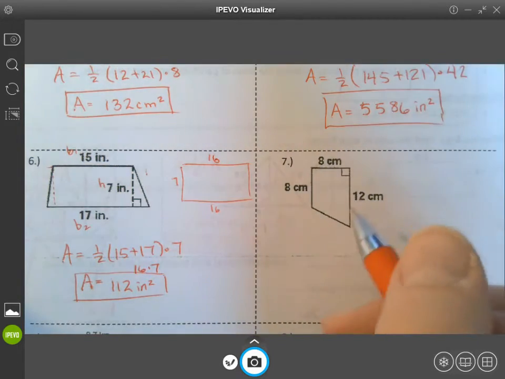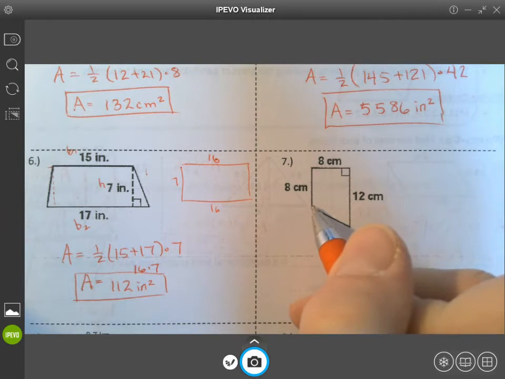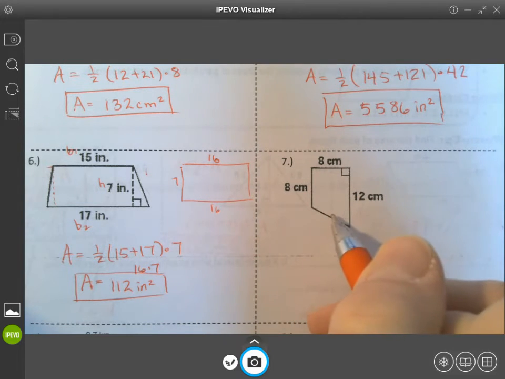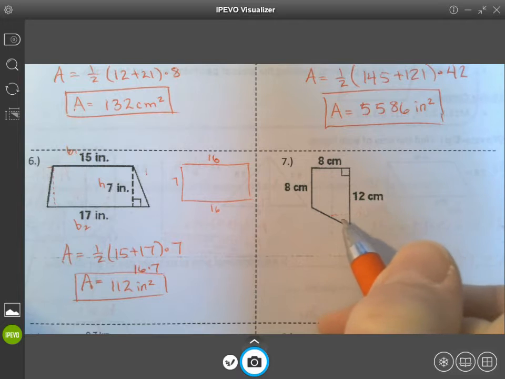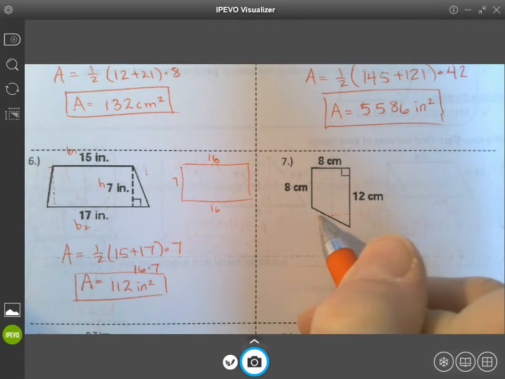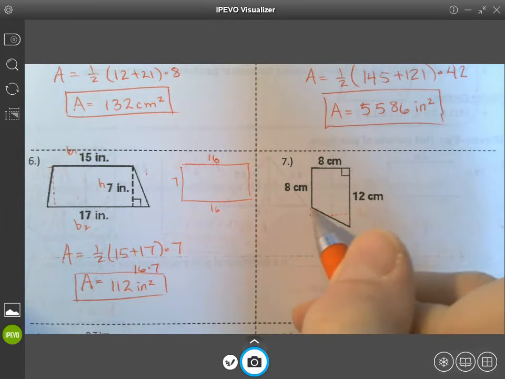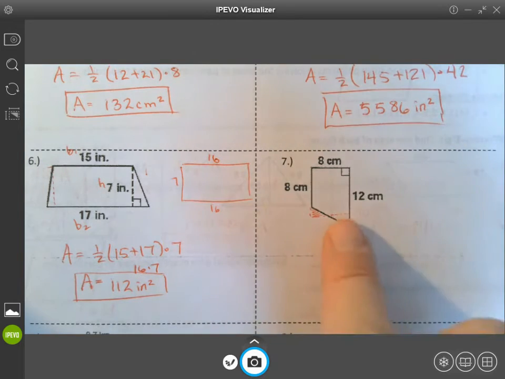Every time you do this, it'd be like, this would be a rectangle here. So if I could just cut off this little tip, did you see if I could cut this off and then I could fill it in right here? Yeah. Then now do you see that I have a rectangle? But to find this base, I have to take 8 plus 12 and divide it by 2.